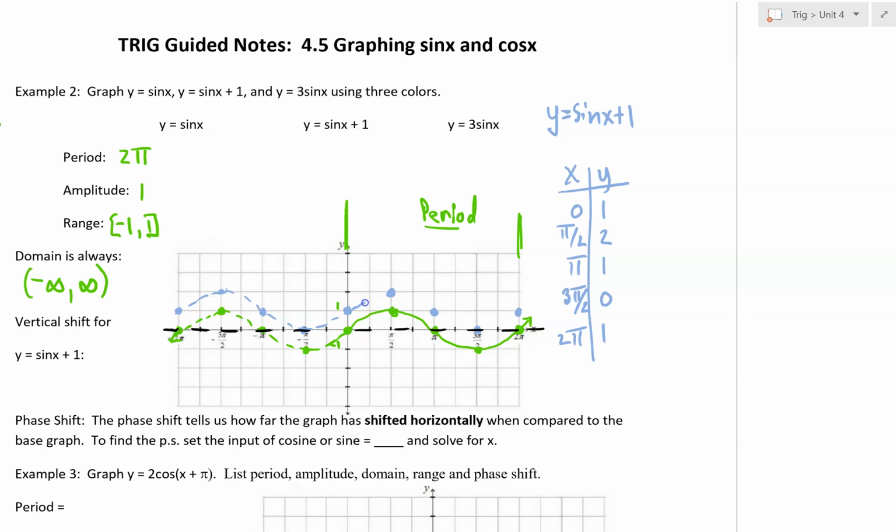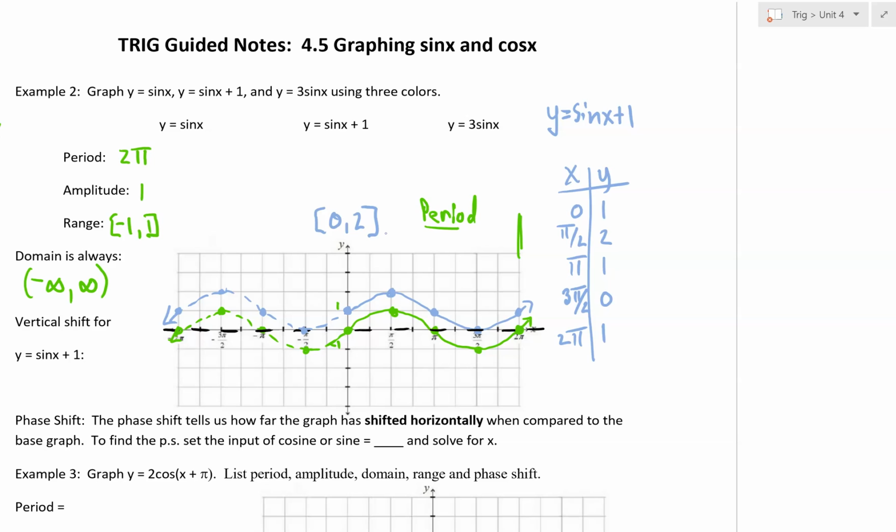And then it's going to be solid all the way through this part of the picture. Arrows on both ends, goes on forever. So domain, still going on forever. What's changed is our range, because now it's everything from 0 up to 2. So our range did change from 0 to 2.